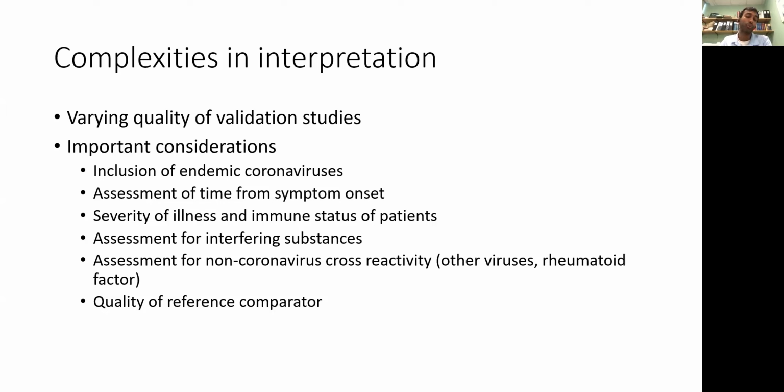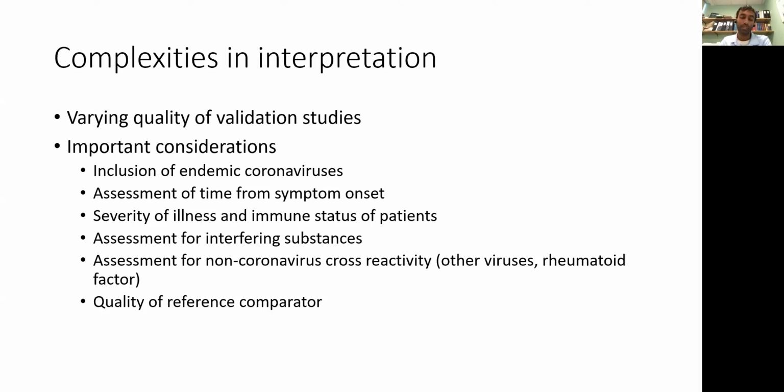And does it assess for non-coronavirus cross-reactivity to other viruses that produce very polyclonal antibodies, such as the Epstein-Barr virus, or other autoimmune factors, such as rheumatoid factor, that can cause false positivity as well? And then critically, it's very important to try to suss out the quality of the reference comparator that the validation study used to determine the assay's positive predictive agreement and negative predictive agreement, which are really the terms we use for sensitivity and specificity when there is no established gold standard to compare against.